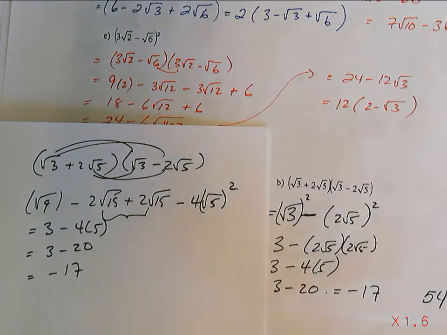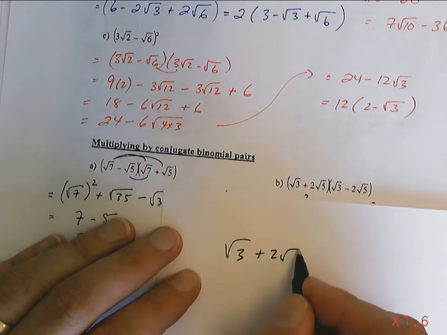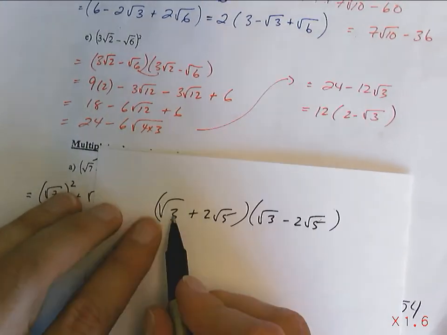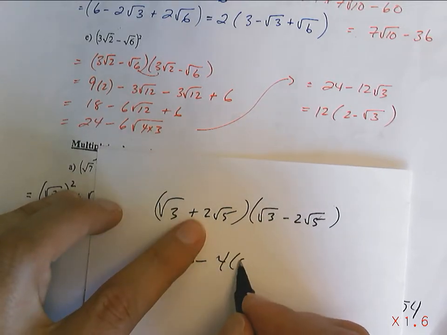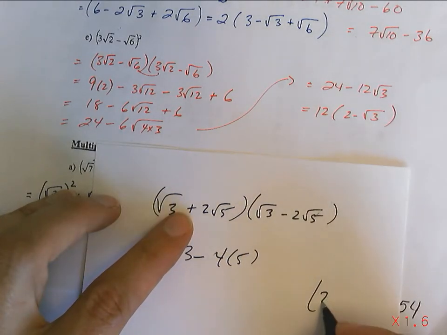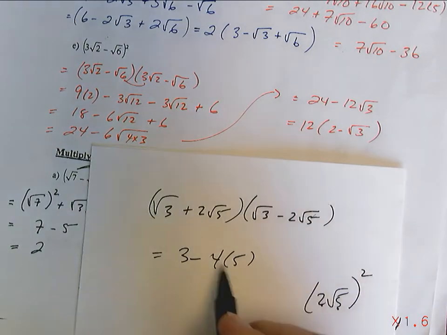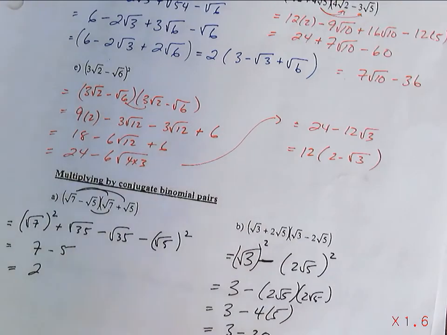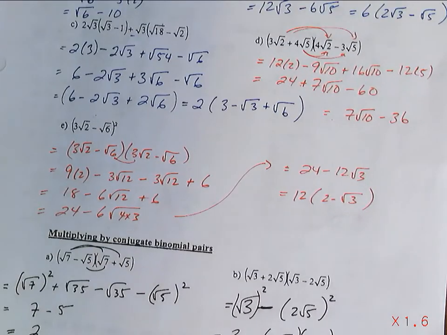And I'd say to you, you're probably right. But until you get good at it. So let's see me being good at it this time instead of explaining it. Okay, so it's going to be the first term squared, and it's going to be subtract the second term squared. I'm thinking in my head, the 2 squared, which is 4, the root 5 squared, which is 5. Okay, so that was multiplying by conjugate binomial pairs, and then we'll come back with dividing radicals.